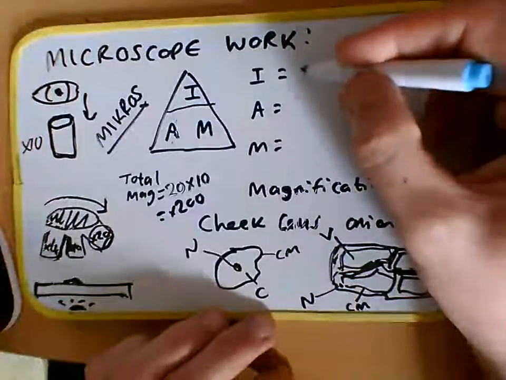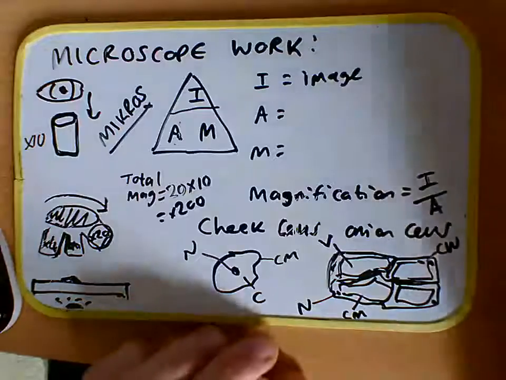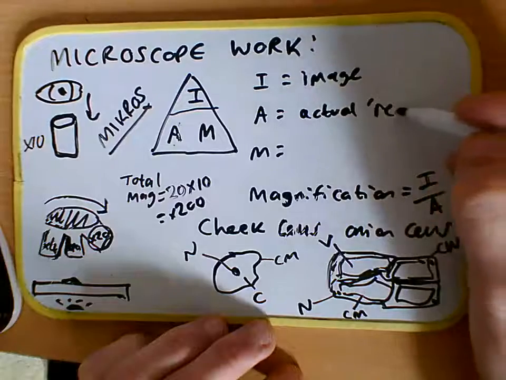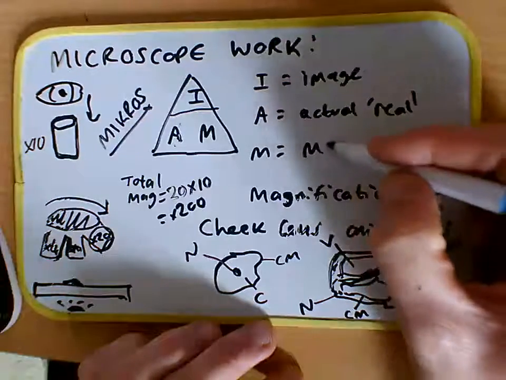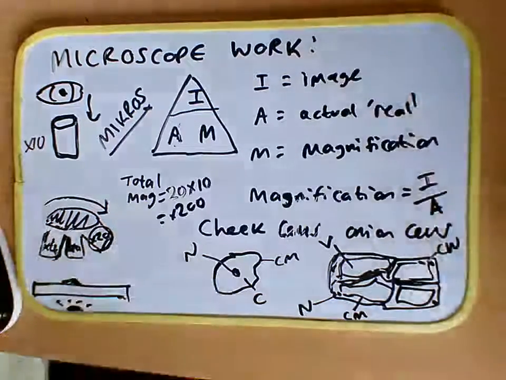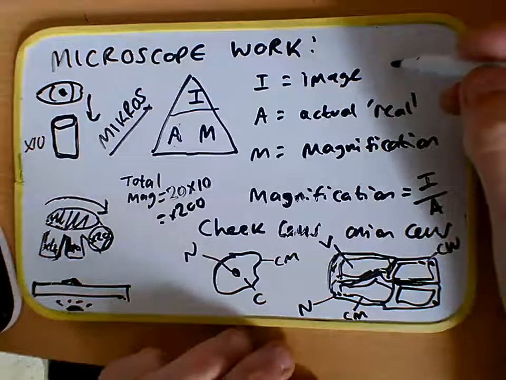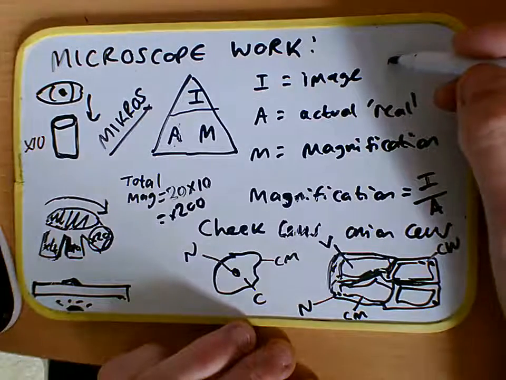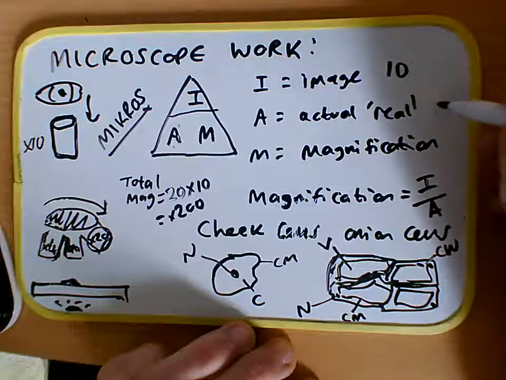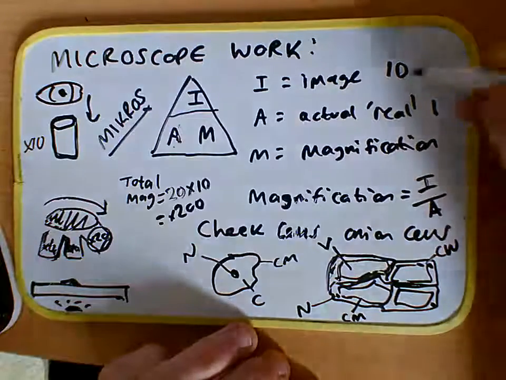So I is the image. It's normally the image in the exam paper or on the screen of the cell. A is the actual. So that's the kind of the real life size. And M is the magnification. Okay. So if you were told, for example, that the image size, I don't know, was 10 and the actual was 1, then to work out the M, you do 10 divided by the 1.